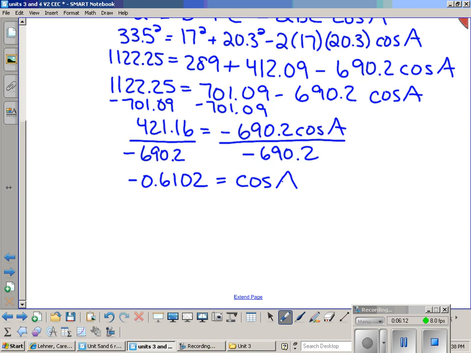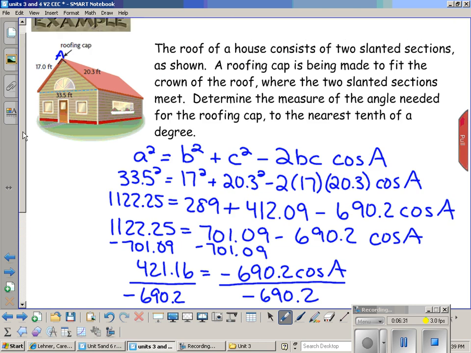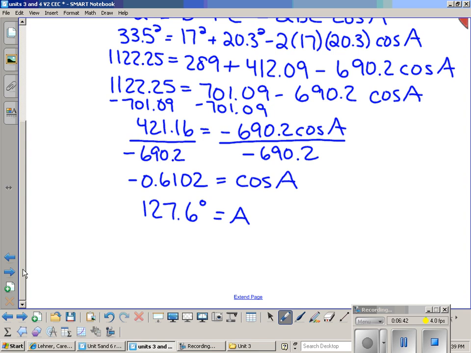And again, when we are looking for an angle measure, you are going to use your second function or your shift button to find the inverse of cos. And we end up with 127.6 degrees equals A. Now we have to determine if that is reasonable, 127.6 degrees. That is reasonable. It looks like it is an obtuse angle. And so therefore, that is our answer.